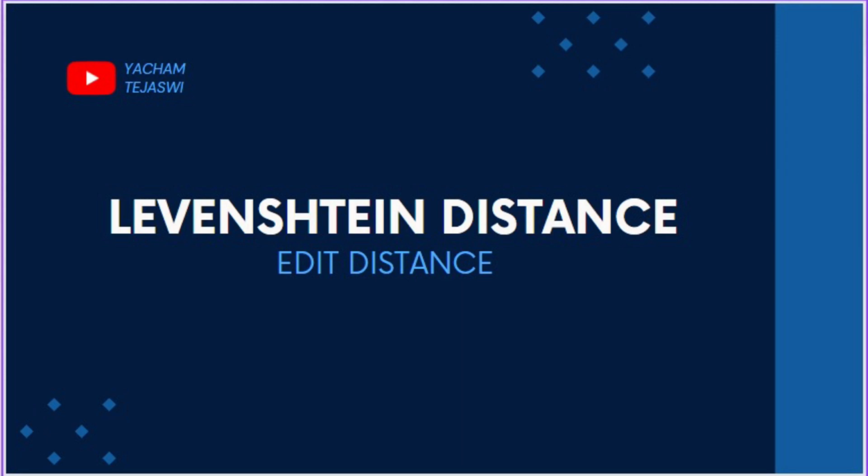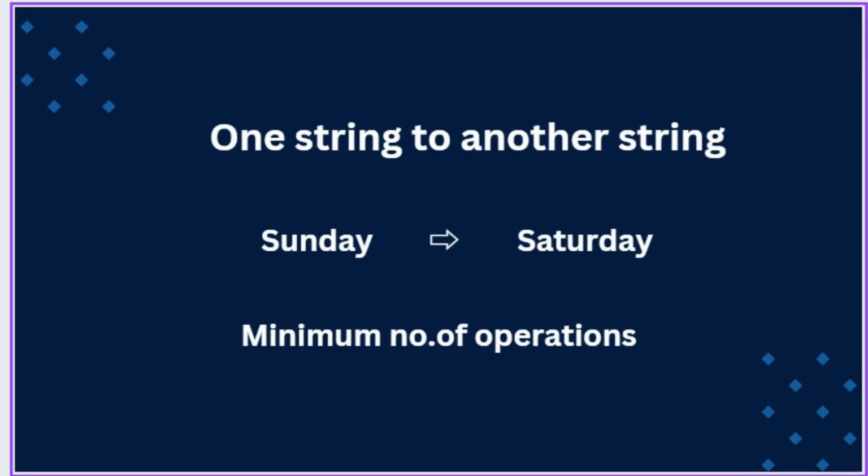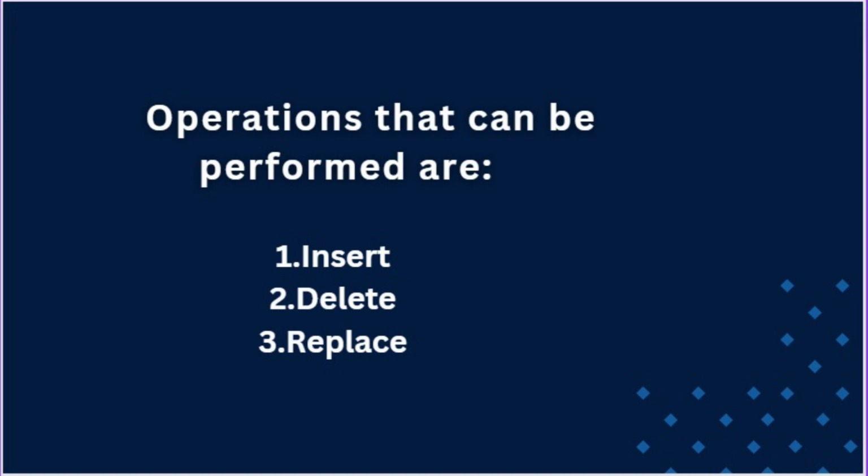In this presentation for the next 10 minutes we are going to talk about Levenshtein distance, which is also known as edit distance. This is an algorithm that is used to convert one string into another string with the minimum number of operations performed on them. The operations that can be performed are insert, delete and replace.